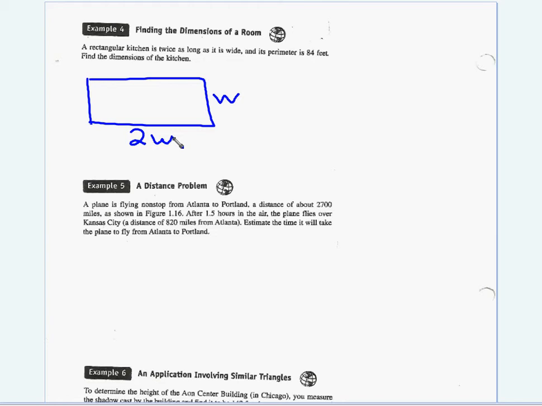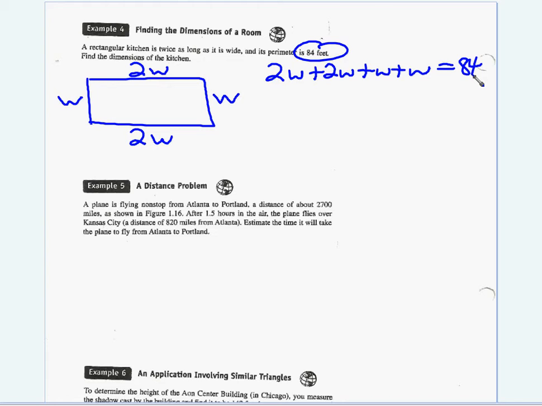Okay? And the perimeter is 84, right? So what's perimeter? Isn't it all the sides added up? If this is 2W, this is 2W, and if this is W, that's W. So if I add up all of the sides, 2W plus 2W plus W plus W, it should be equal to 84.